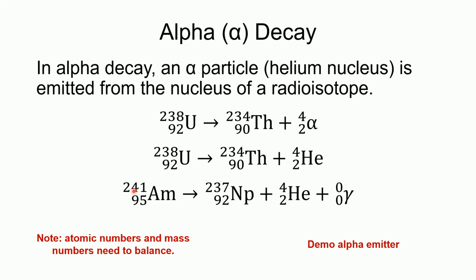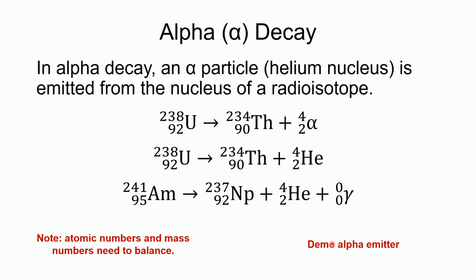Here is another example of alpha decay. So the substance americium-241. And I just realized there's a typo here. That should be neptunium. Neptunium is element 93, not 92.